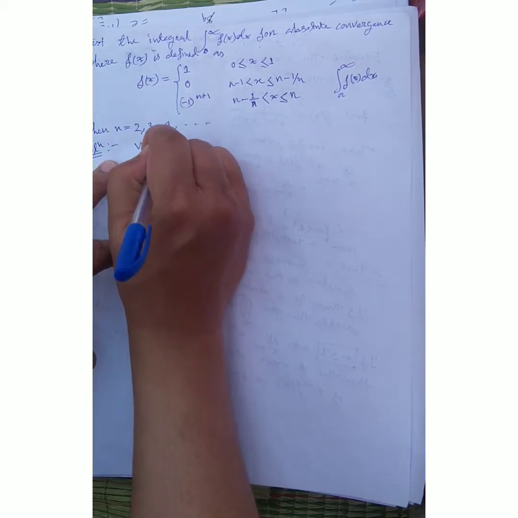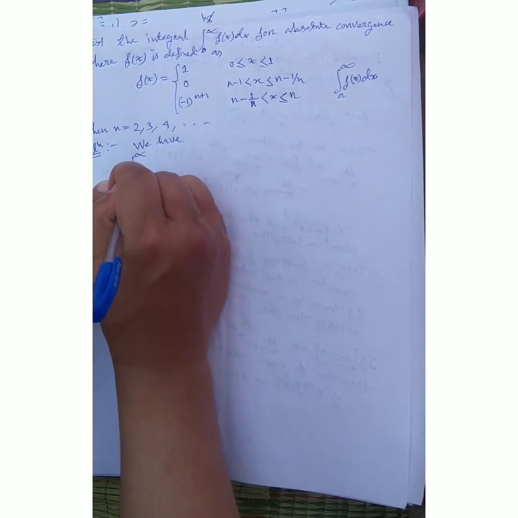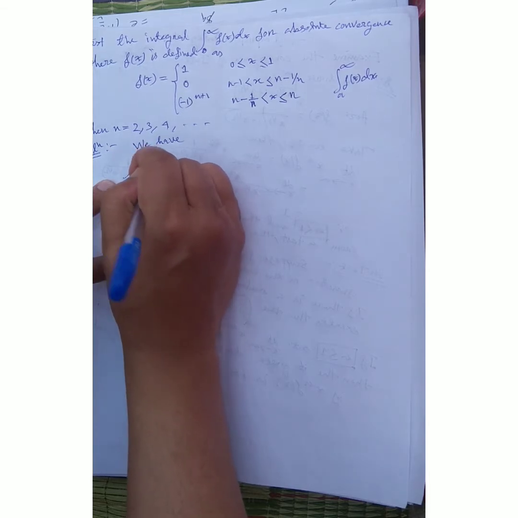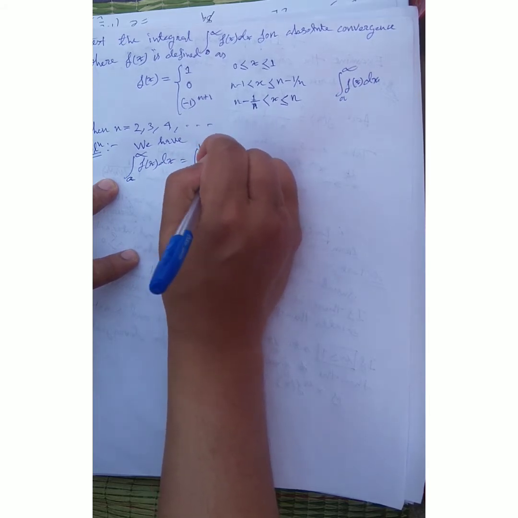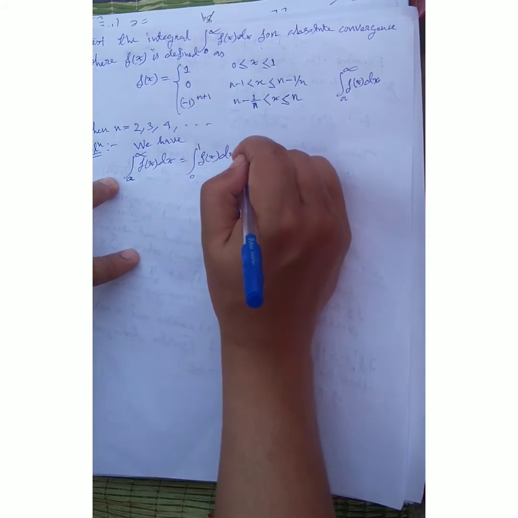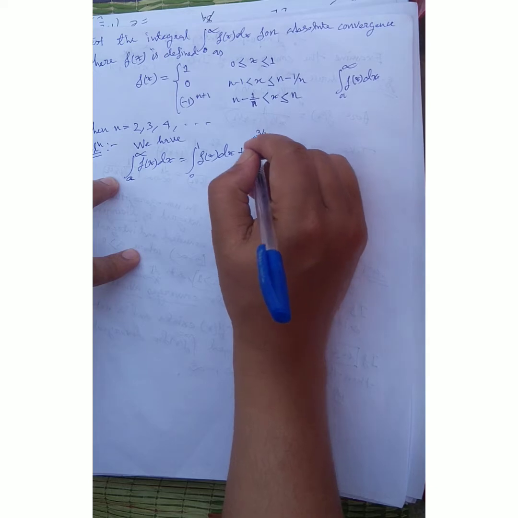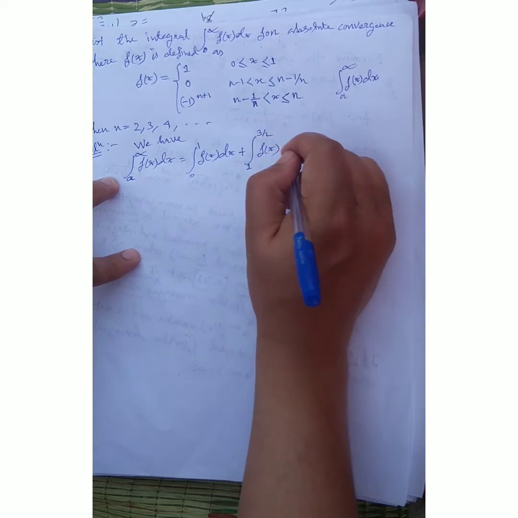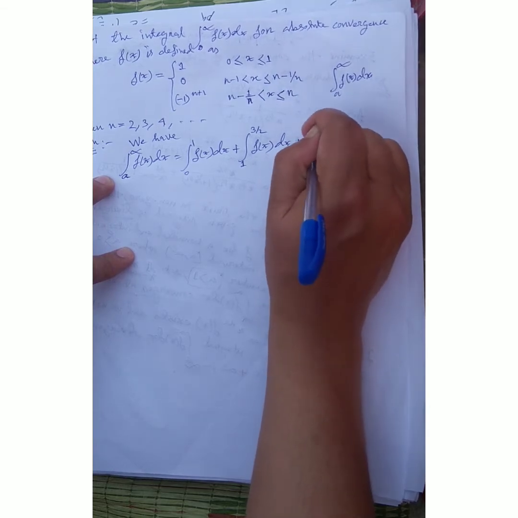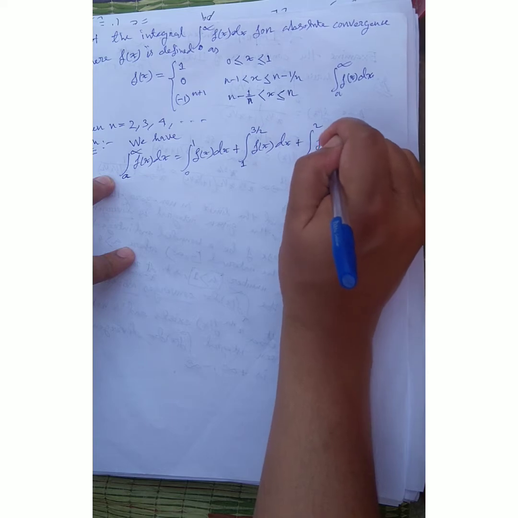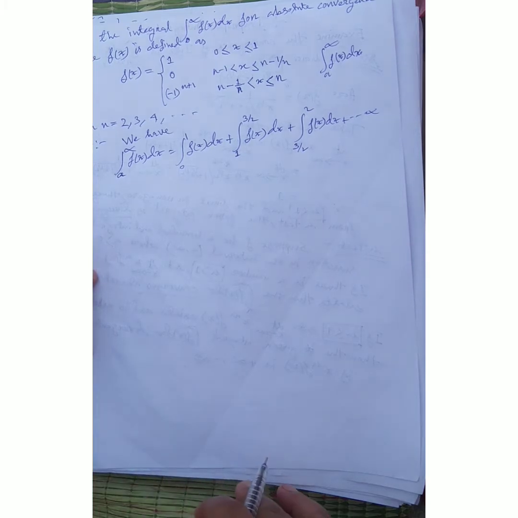We have the integral from a to infinity of f(x) dx. I can write it as the integral from 0 to 1 of f(x) dx, plus the integral from 1 to 3/2 of f(x) dx, plus the integral from 3/2 to 2 of f(x) dx, and so on up to infinity. Okay, clear?